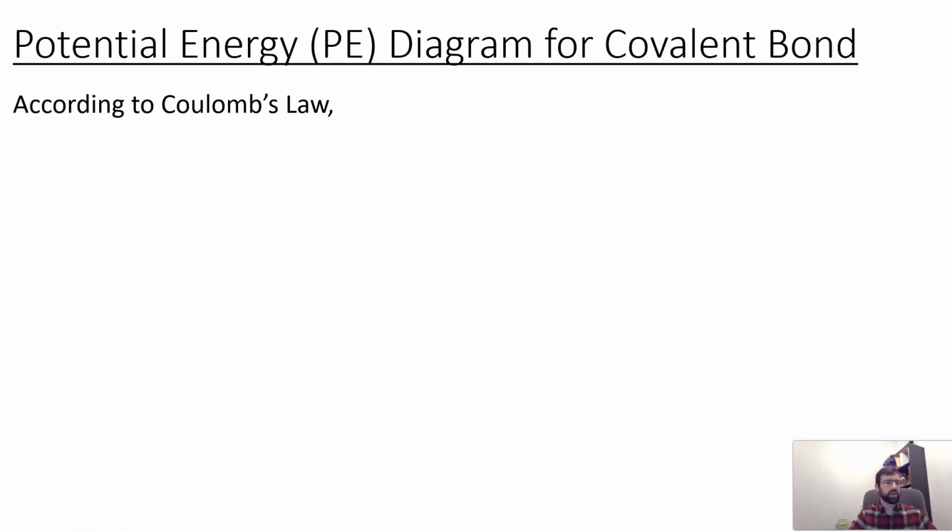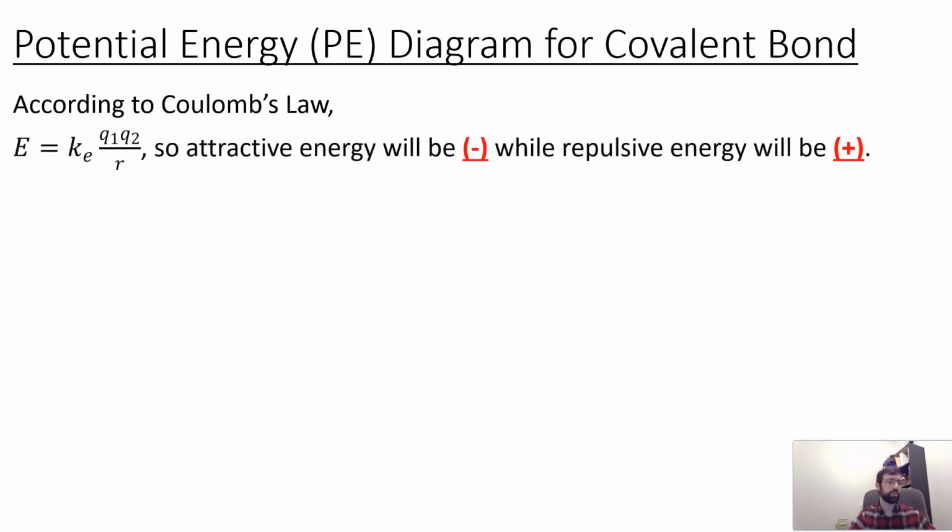All right, let's start out just kind of by describing what a potential energy diagram is. Potential energy diagrams for covalent bonds, we have to think about Coulomb's law. Remember, according to Coulomb's law, energy is equal to K, which is just a constant, multiplied by Q1 times Q2 divided by R. Remember, Q just refers to the charge, positive or negative, of the particle.